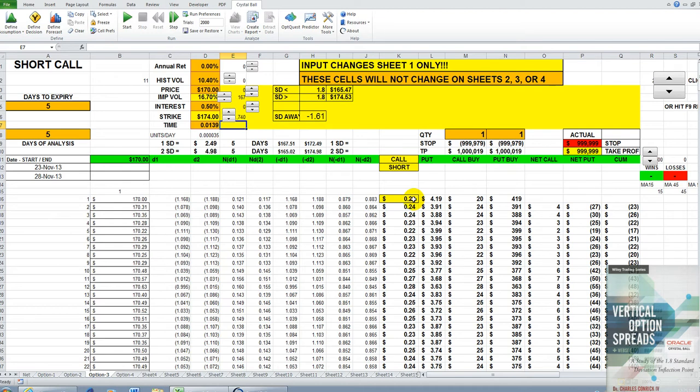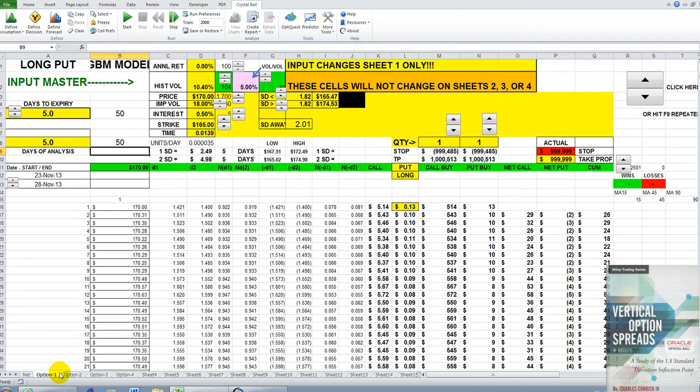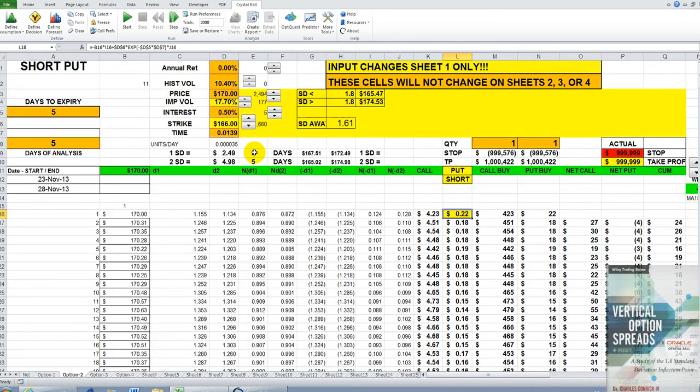So 15, we're buying for 15, we're selling for 20. And then on the put side, showing a put buy price of 13. Let's bring this down to 20 cents. So it's showing 7 on the put. What we have here is an iron condor.